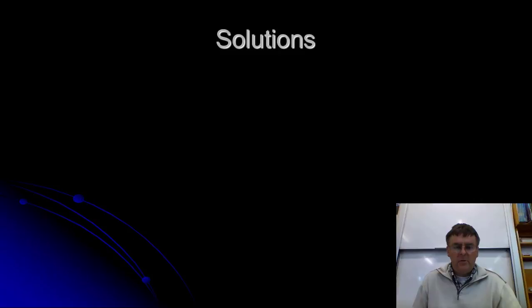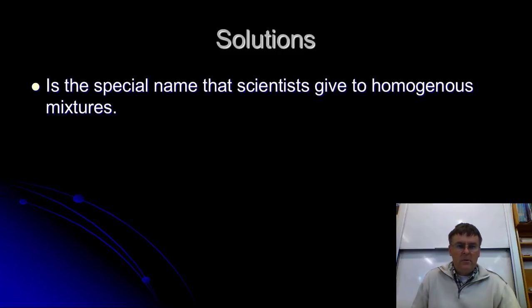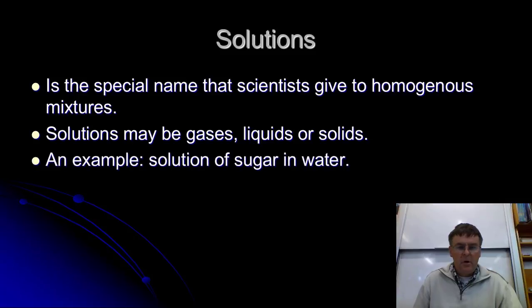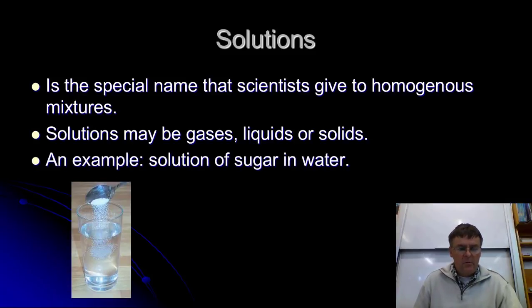So we've learned a little bit about solutions already. That's the name they give to these homogeneous mixtures, things that are the same wherever you look in the mixture. A glass of sugar dissolved in water, it's the same wherever you go. So they can be gases, liquids or solids, so solutions made of all these things. As I said before, examples, sugar and water. A spoonful of sugar going into the water, and you stir it in, and it dissolves and we make a solution.